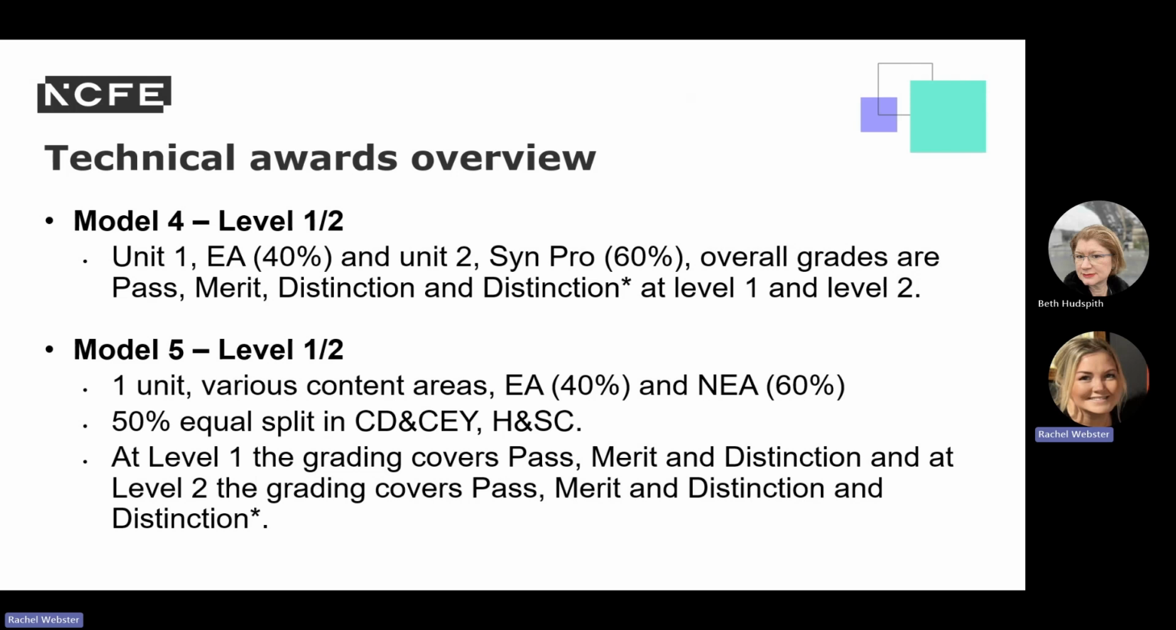For Model 5 at Level 1, the grading covers pass, merit and distinction, and at Level 2, the grading covers pass, merit and distinction star. The Level 1 distinction star was removed to decompress grade boundaries. The weightings for the majority of the quals can be seen at 40% for the exam and 60% for the NEA. However, for child development and health and social care, the weightings are 50-50.